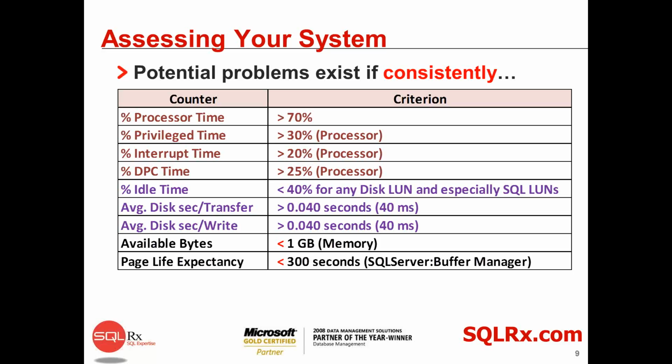Percent idle time should be less than 40% for any disk LUN, particularly SQL LUNs. Disk seconds per transfer, you want under 40 milliseconds. That's pessimistic. You generally want it to be around 15 or 20 if you can. You want to have available bytes of about a gig or more. Less than a gig, you start to run into trouble. And page life expectancy should be at least 300 seconds.